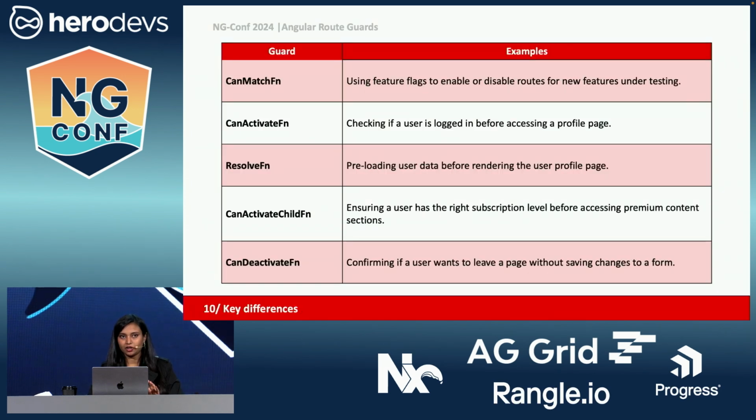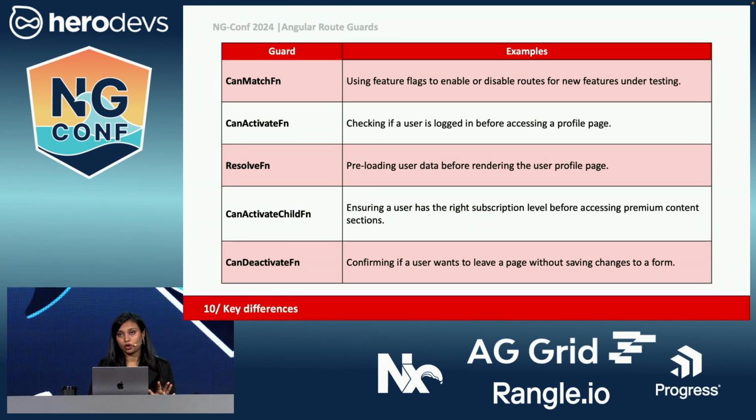Now, since we have talked about all these guards and a little bit about their work, let's talk about real-life examples where we can use them and the differences in their usage. So the canMatch function is great for feature flags. So if we are toggling features based on a feature flag which are under testing, canMatch is a great option for that. The canActivate function can be used for checking user authorization, authentication kind of stuff. And for the resolve function, for example, if you want to preload some user information before going to the user route or user profile page, it can be used for that.